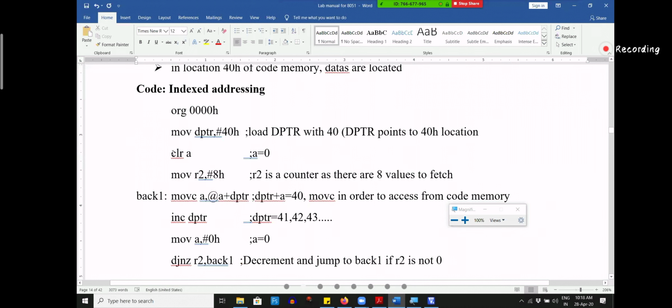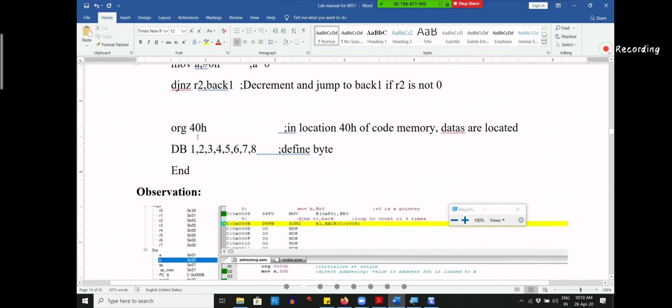Now I'm clearing A. I told you that A should always be 0 with this, because to get the value of 40, I'll be having this one. So indirectly what is happening is there will be 40, 41, 42, 43, 44. It's going like this.